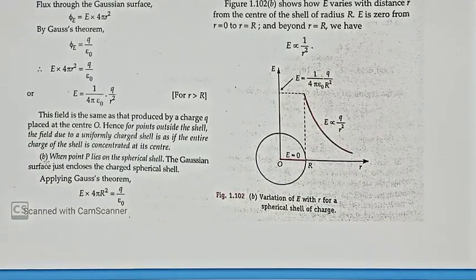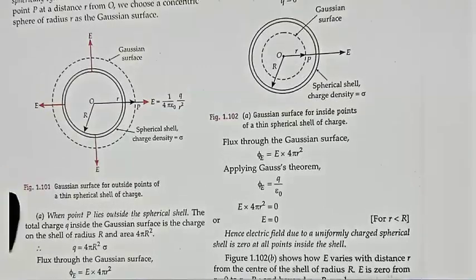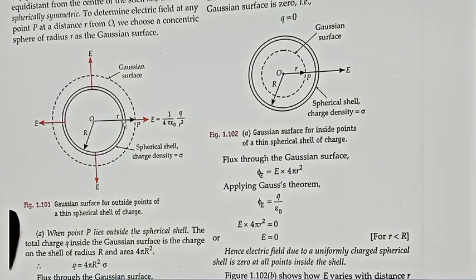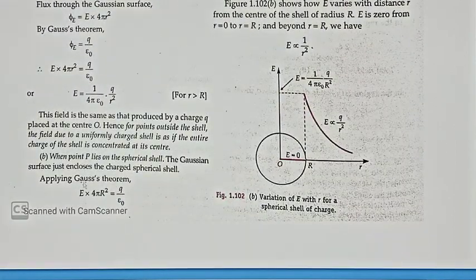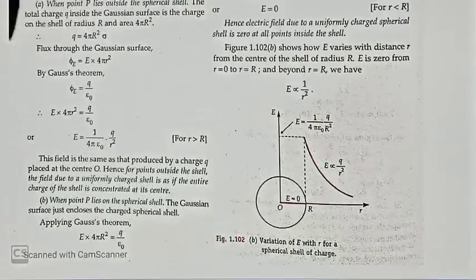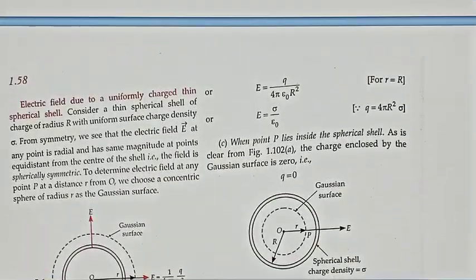Second case is you have to consider the point P on the spherical cell. So if you consider the point P on the spherical cell, you imagine this point P to be here on the surface, then definitely small r is equal to capital R. So you have to just replace small r by capital R. You can see total flux E into 4 pi capital R square is equal to Q by epsilon naught. Okay. So if you do so, finally you may get E is equal to Q by 4 pi epsilon naught capital R square. You can see small r is equal to capital R. So E is equal to sigma by epsilon naught.